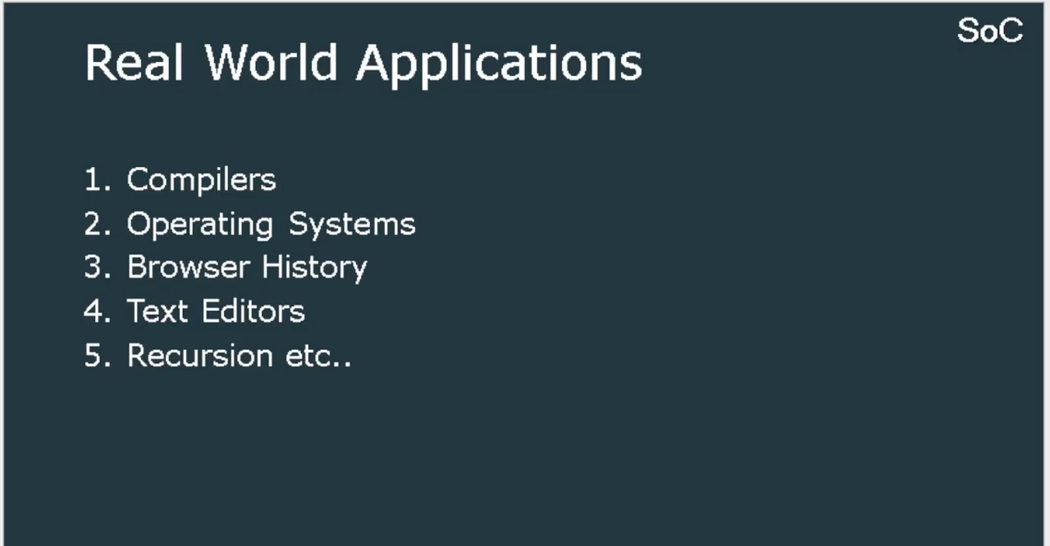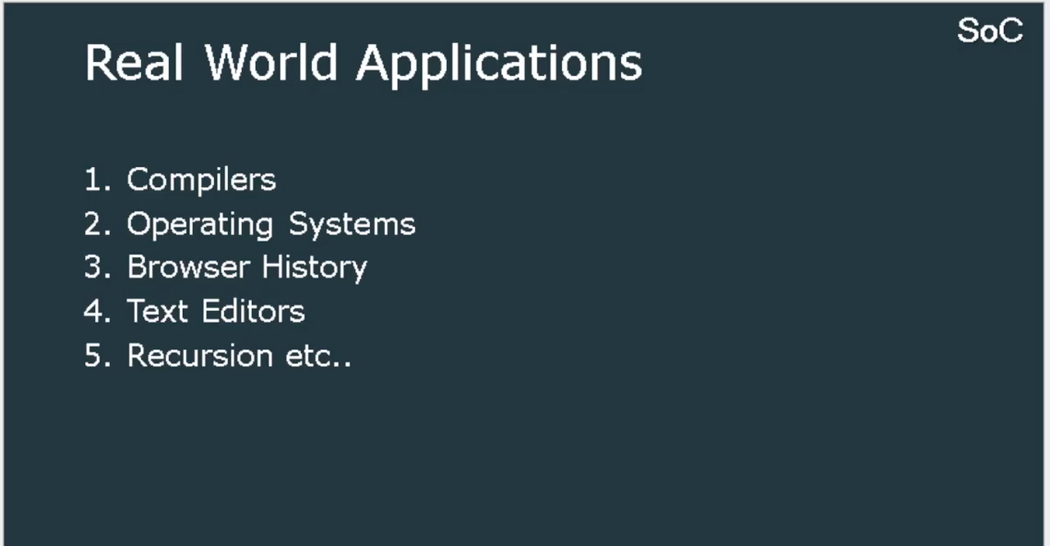Coming to browser history. Browser history is one live real-time example of a stack data structure. We all see how the browser history gets populated, and we see regularly how the URLs of our previous web pages get populated in a last in first out manner.